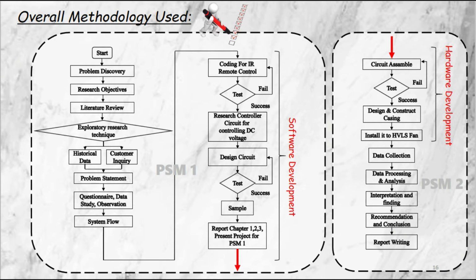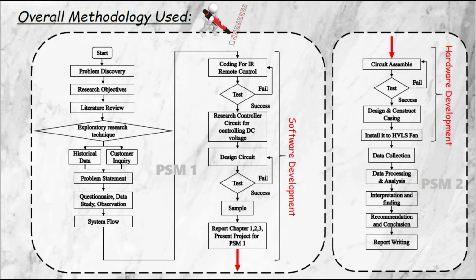Then I do some literature review. For the exploratory research technique, I use historical data and customer inquiry. From both of them, I get the problem statement of this project. After that, I come up with a questionnaire and research some data about the HVLS fan and do some observation. After that, I do some system flow for this project, where I plan to use Arduino Uno.